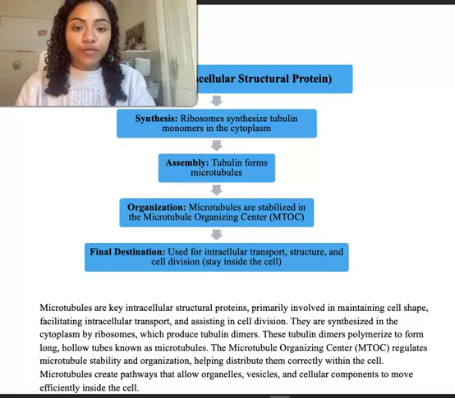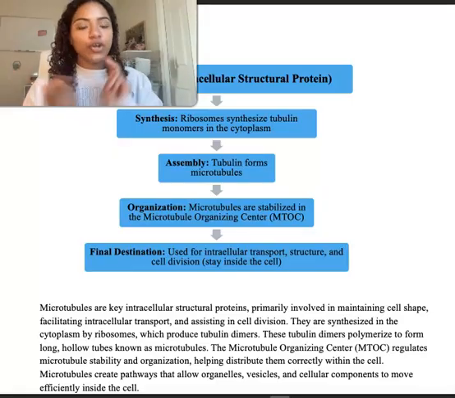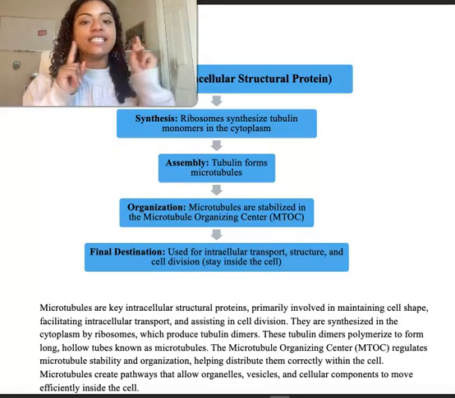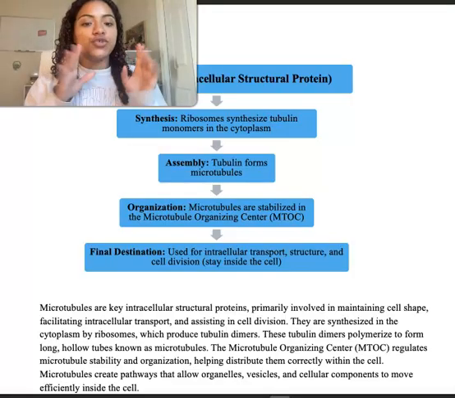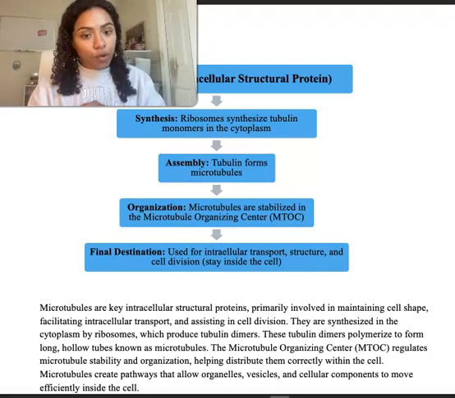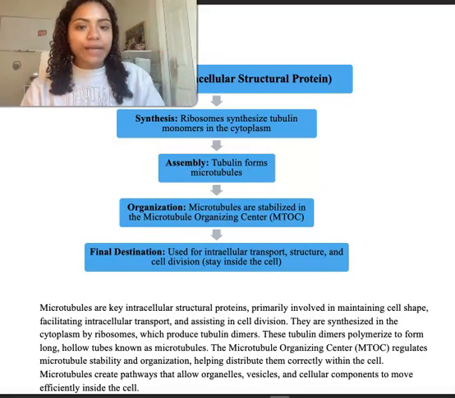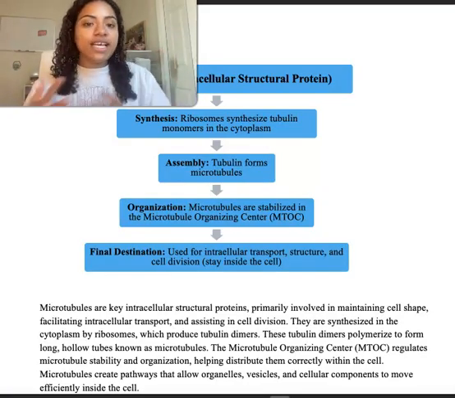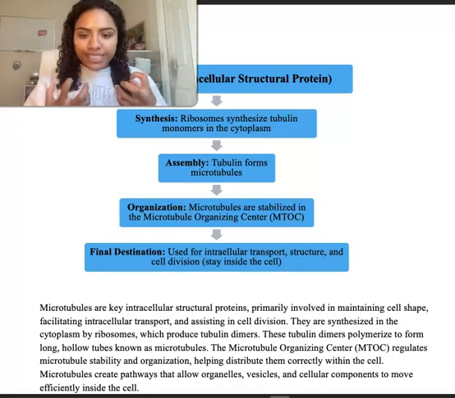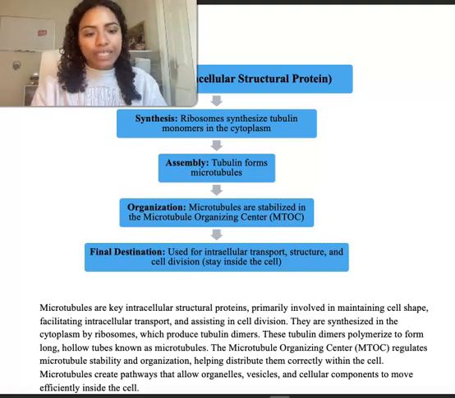In summary, the movement of macromolecules is essential for cellular function and homeostasis, which is just the balance in our body. Cortisol is a steroid hormone. It's synthesized in the smooth ER and transported via vesicles to regulate metabolism and stress responses. Glucagon, a protein hormone, is produced in the rough endoplasmic reticulum and processed in the Golgi apparatus to regulate blood sugar levels. And microtubules, on the other hand, are structural proteins that are synthesized in the cytoplasm and play a crucial role in intracellular transport and cell division.